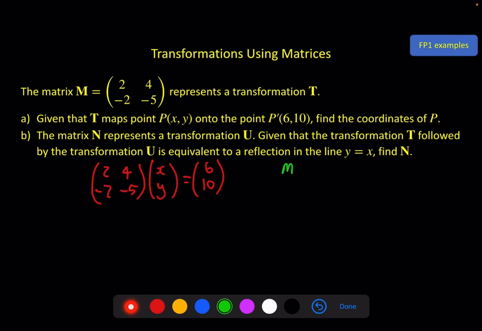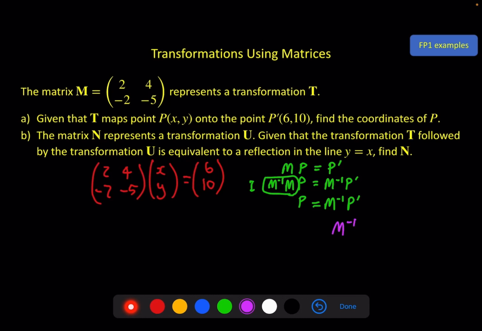This is like saying M times P equals P prime, and if I want to get rid of M to find just P equals, this is what I want to finish with, then I do the inverse on the left of this expression, and I have to do the inverse on the left of this expression, and of course this becomes I, which has no effect on P. So if I can find the inverse matrix, I multiply it by the one I know, P prime, 6, 10, and that will give me the result, P. But like I said, for a 3x3 matrix, that's actually quite a lengthy process, and you would just do the simultaneous equations. But here I will follow through.